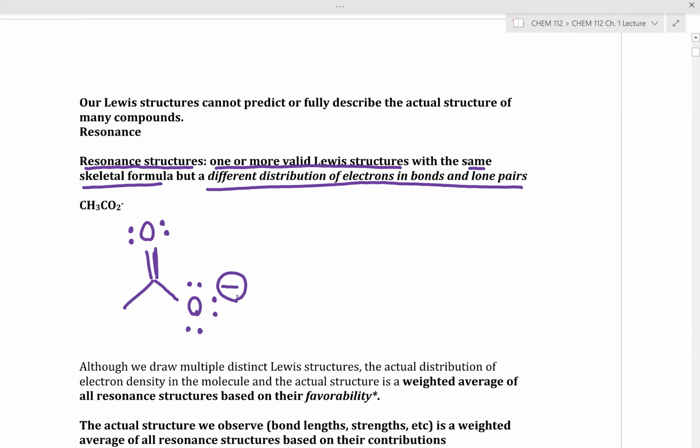Now, an example of a resonance structure for acetate: the way to signify that you are drawing a resonance structure is you first put your structure in brackets. You designate resonance by using a double-headed arrow. So this is your key that we are drawing resonance structures.